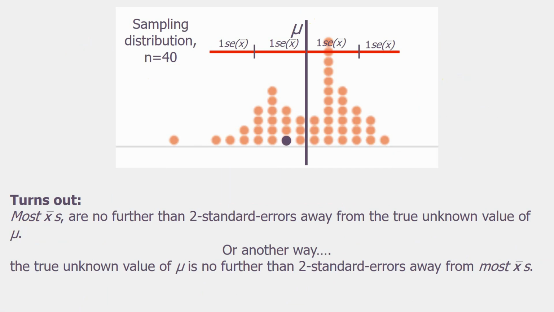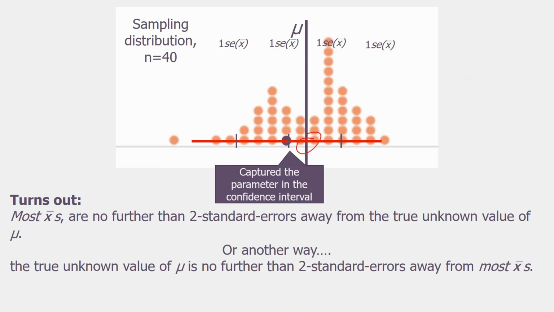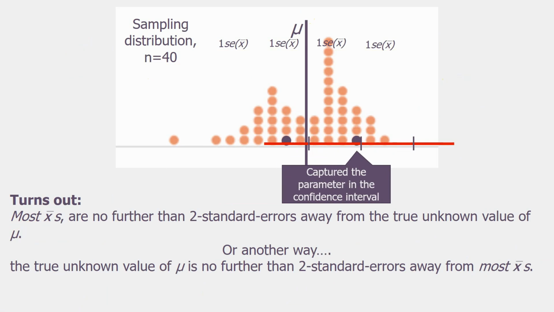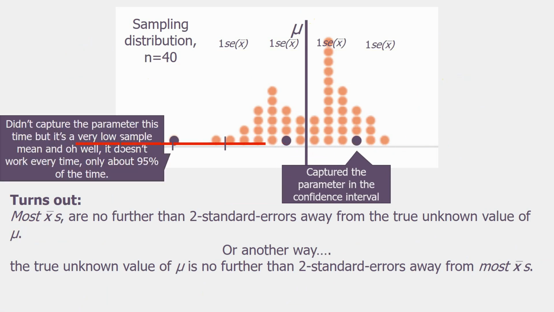So here's a sample mean. If we go 2 standard errors up, 2 standard errors down, we capture the true value of the parameter in that interval. What about this one? Right, same thing. We captured the parameter in that interval. This one that was really low, we didn't quite capture the parameter. See, there's a bit of a gap. We don't quite make it. But again, it's quite unusual to get a sample mean that small, so we'd just be a bit unlucky.